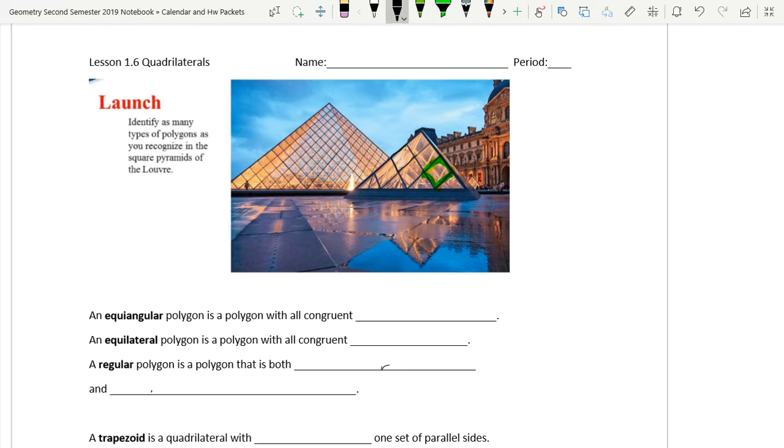This launch, they're asking you to identify as many types of polygons as you recognize in the square pyramids of the Louvre. Particularly look for squares, rectangles, rhombuses, kites, and parallelograms.